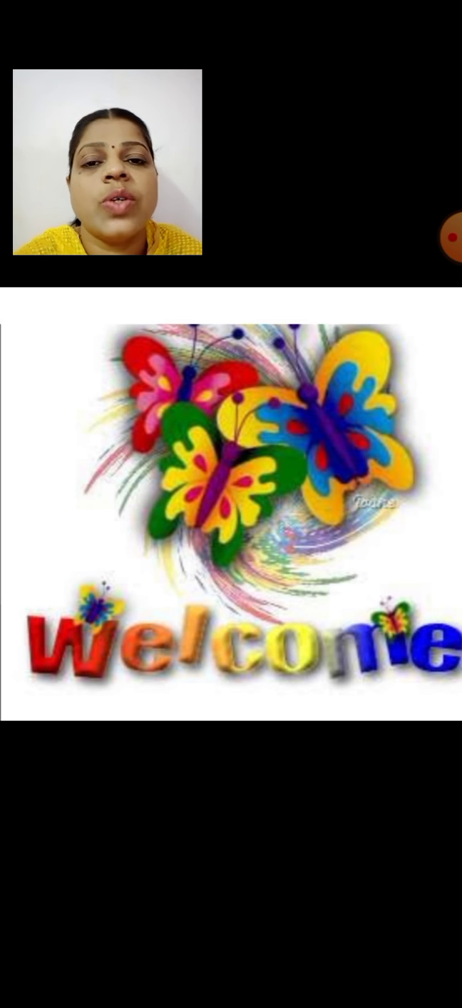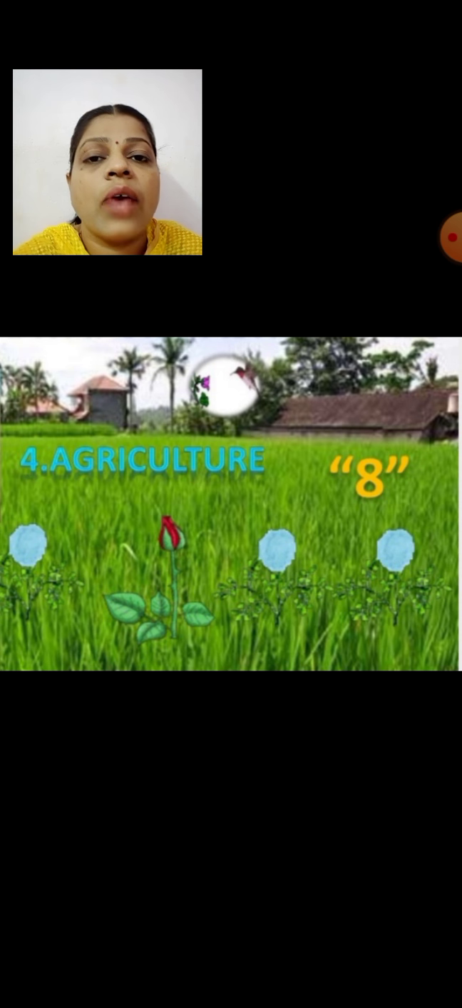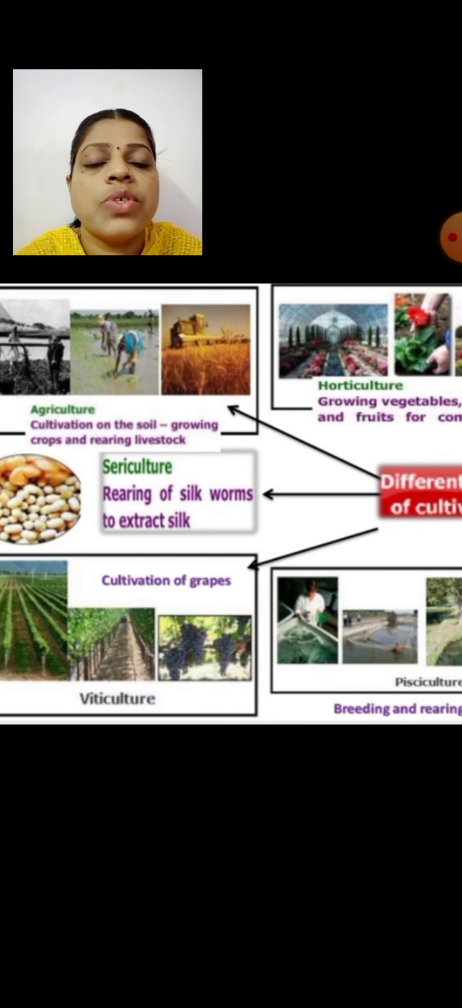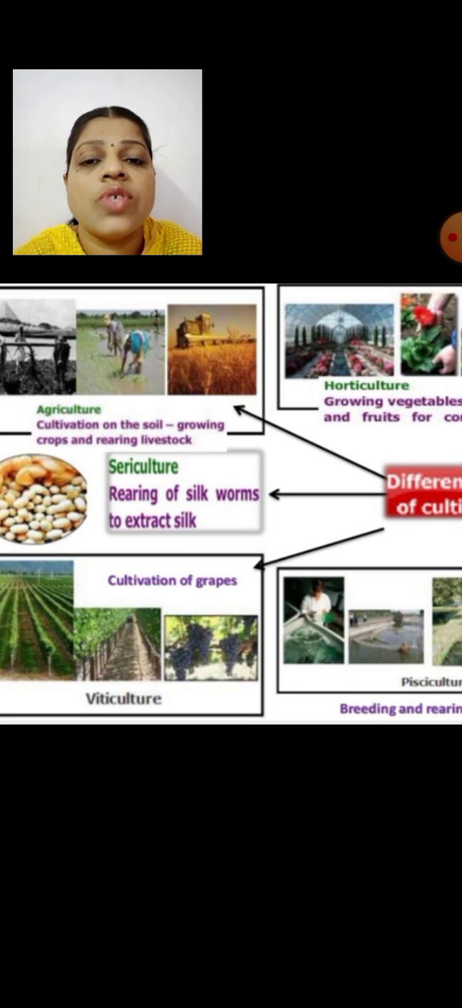Welcome back to this video session where we are discussing the chapter Agriculture. So, we have explained the meaning of agriculture and the various types of crops grown. Next, in this module, we'll discuss the different kinds of cultivation. So here in this slide we can see the different types of crops grown as well as the rearing of livestock.